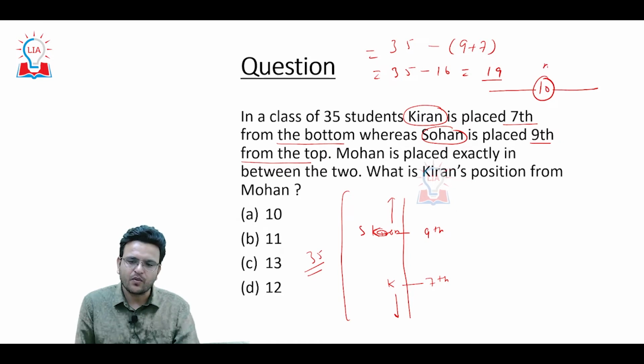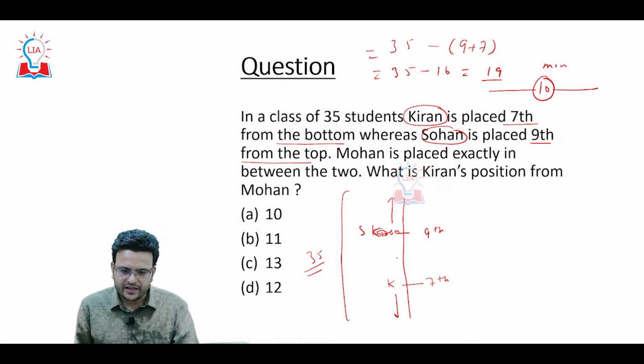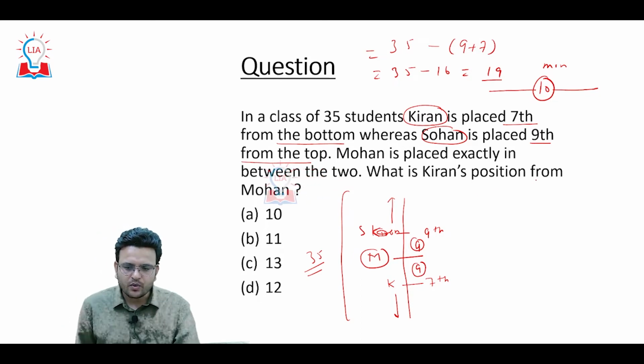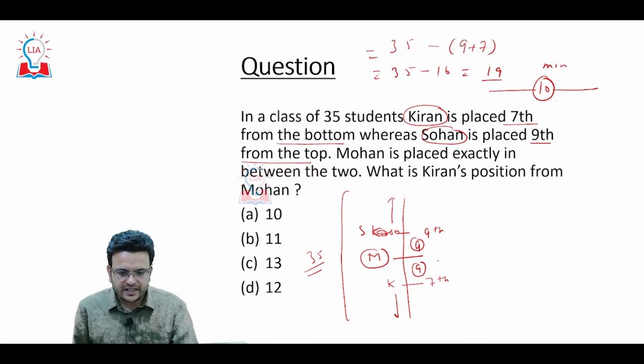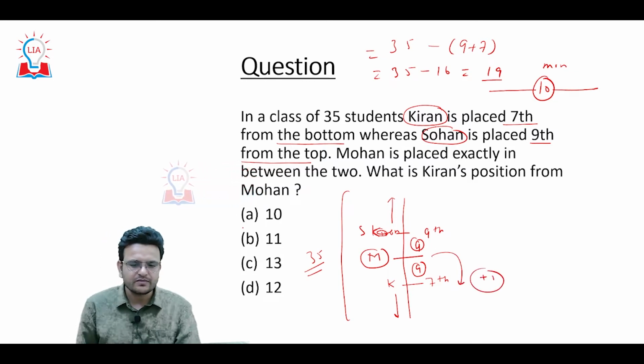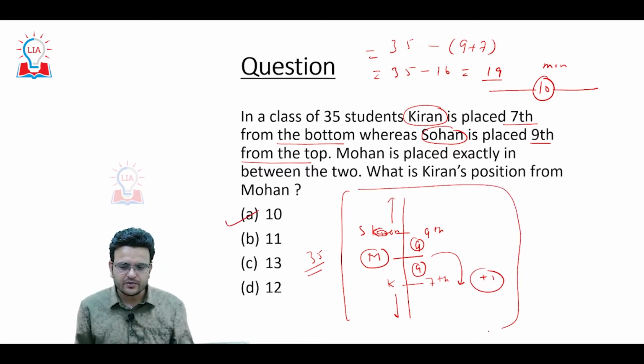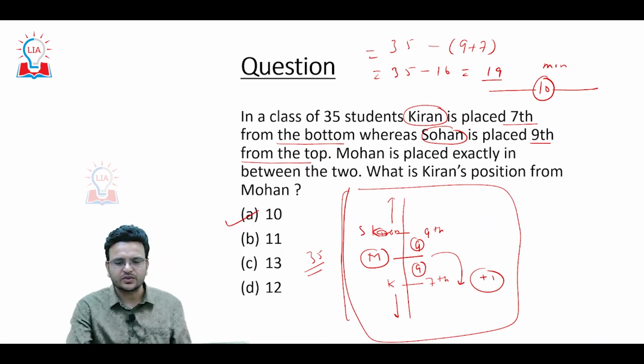will be Mohan. Okay, so here we can see that Mohan will be somewhere here. Here we have 9 students, here we have 9 students. And what is the question? What is Kiran's position from Mohan? Kiran will be 10th position from Mohan, since 9 are between and 1 is Kiran. So hope you are able to understand this particular question. By making a simple diagram, you can also solve this question.